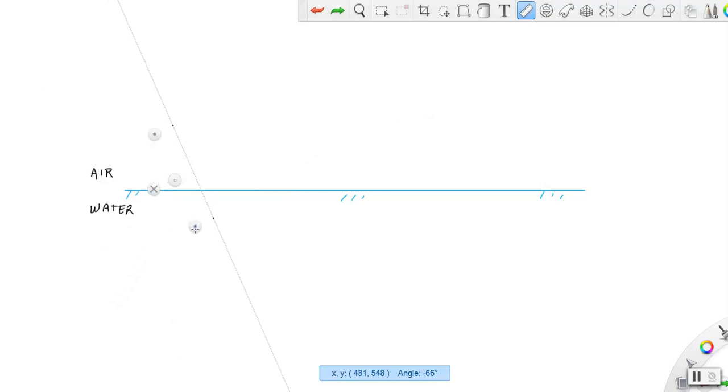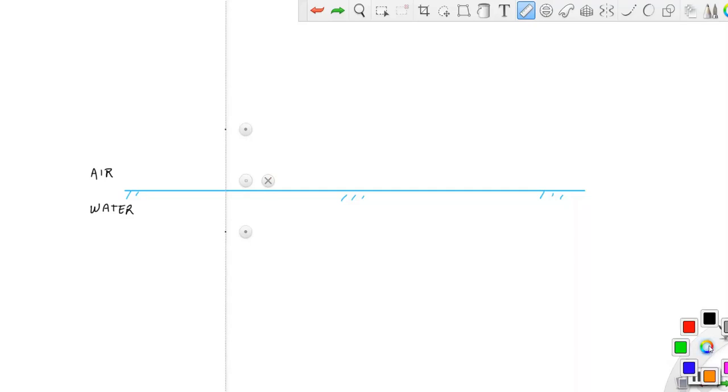So we can say this one is going to come in at, now that's 90 degrees. So what we're interested in is the angle with respect to 90 degrees. We're not interested in the angle with the surface of the water, which is the angle that's provided by this software. So it doesn't know that that's what we're trying to do.